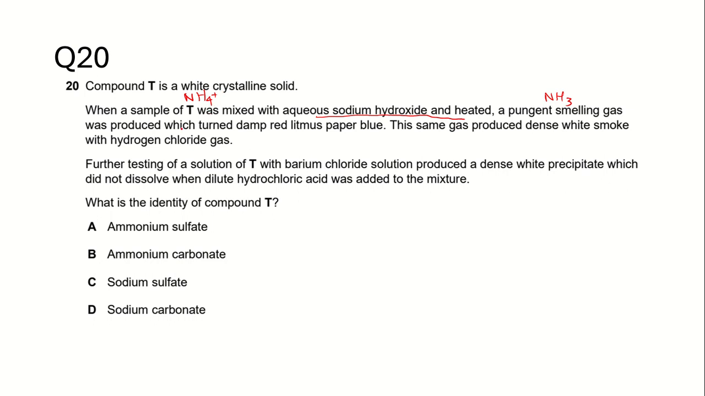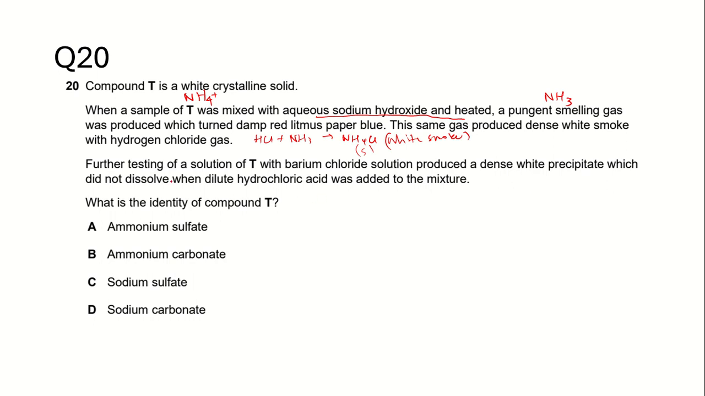Then after that, to confirm, the gas turned damp red litmus paper blue, confirming it is ammonia. This same gas produces dense white smoke with hydrogen chloride, which is correct. HCl will react with ammonia to form ammonium chloride. Ammonium chloride is white smoke. Actually it is a solid, but because it is formed very slowly, molecule by molecule, they are very light. They disperse, this solid is too light, so they float in the air. So you see it as white smoke.